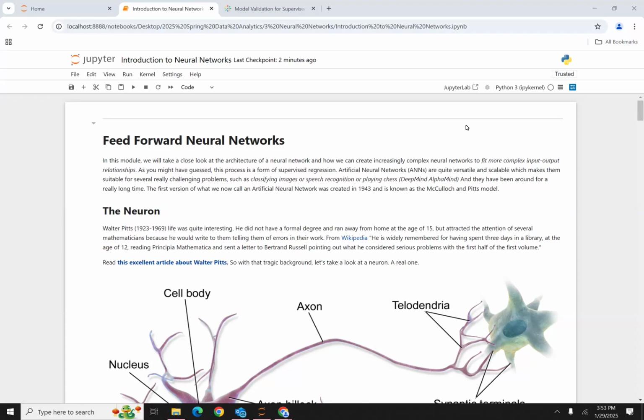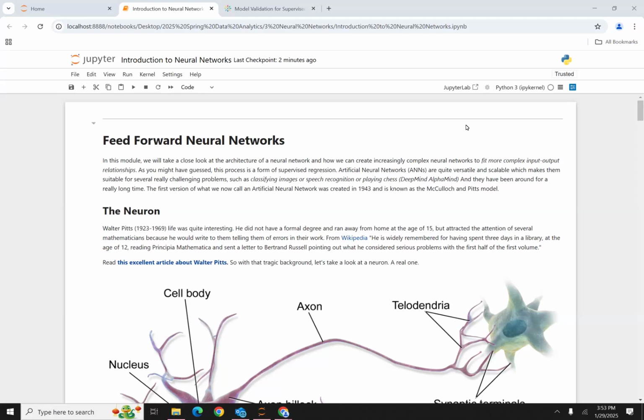All right, so to begin, if you've ever wondered how computers can do fascinating things like recognize images or understand speech, or even play complex games like chess, then the answer really lies in the fascinating world of neural networks. So as I mentioned, in this module, we'll take a deeper look at the architecture of these networks and how we can build intricate relationships between the input and the output.